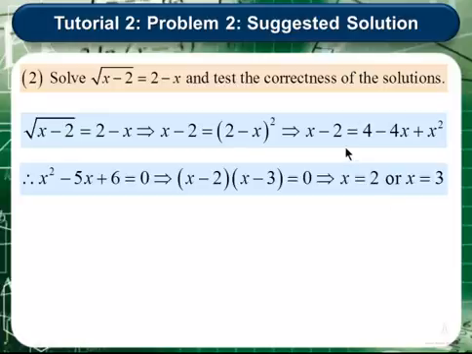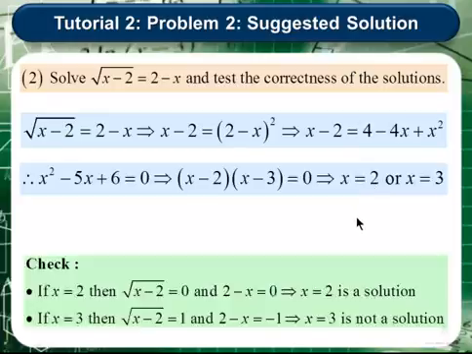Now, in this case, we must test both solutions to make sure that they qualify as a root for the original equation. So if we check, for example, x equal to 2, substitute that into the original equation, we have the left hand side is equal to 0, the square root of 0 is 0, and the right hand side, in this case, will be 0 as well. So x equal to 2 is indeed a solution.